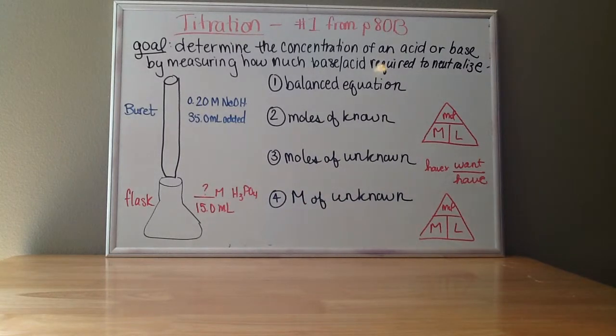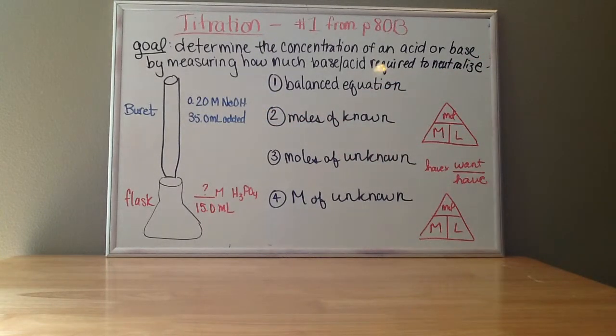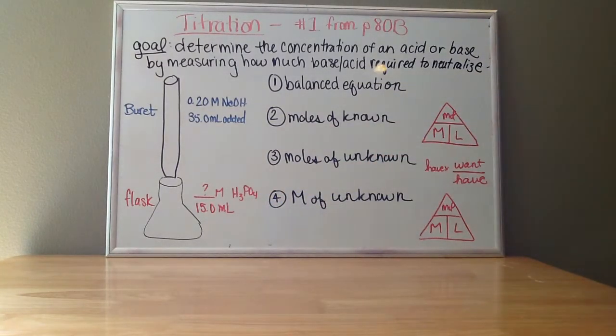So the base, or your known solution, is going to be in your burette. In this case, our known solution is NaOH, sodium hydroxide. We know that its concentration is 0.2 molar, and the problem tells us that it took 35 milliliters of 0.2 molar NaOH to neutralize our 15 mL sample of acid. So from that information, we're going to be able to figure out how much acid was in that 15 mL volume in our flask at the bottom, and using that, we'll be able to find the molarity of our acid.